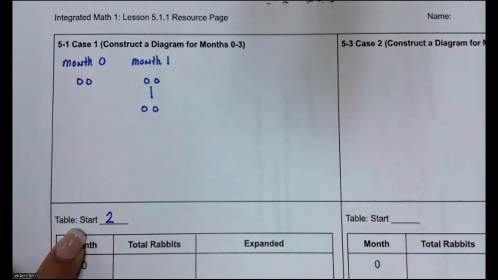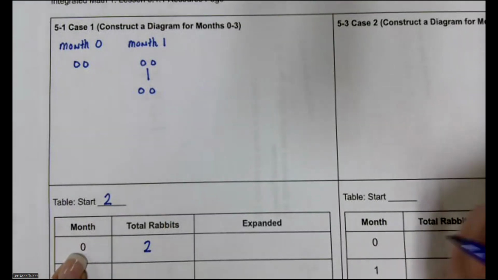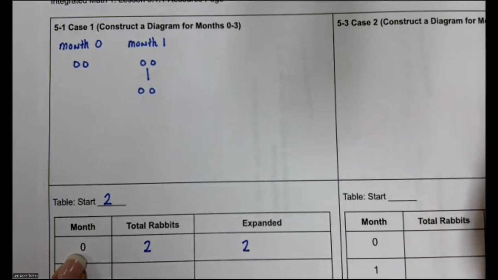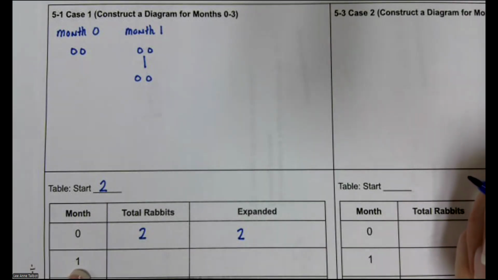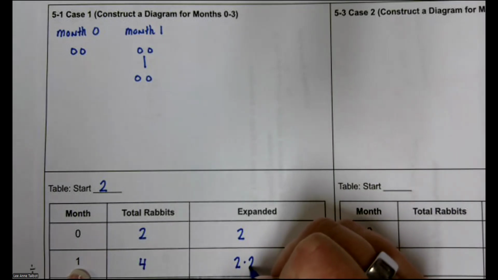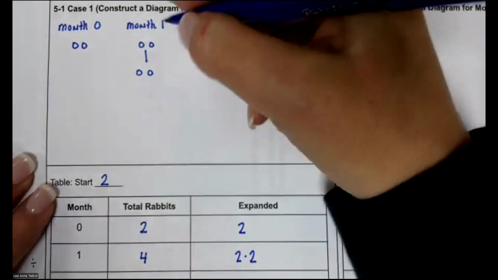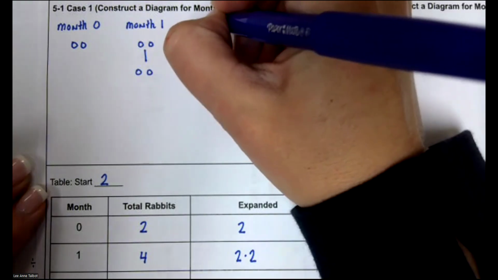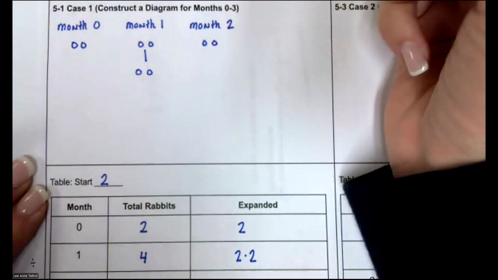So my table started with 2. I started with 2 rabbits. Month 0, I had 2 total rabbits. And I'm going to write 2 here. And then in month 1, how many total rabbits did I have? 4 rabbits. And I'm going to write my expanded form like 2 times 2. Can you guess how many rabbits there should be in month 2? It's not 6. It's 8.